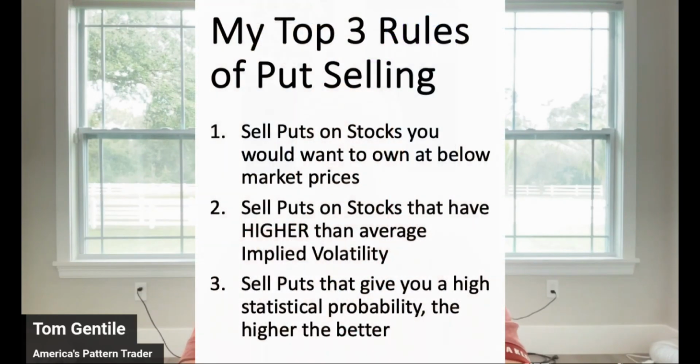And then finally, rule number 3, I want to sell puts that give me a high statistical probability. The higher, the better. Now, with our GLD example, selling those 175 puts right now has a statistical probability of profit of around 78%. In the stock market, I look to sell puts on stocks below market price that have average probabilities of 90% or better. So these are my 3 rules that I use for put selling.